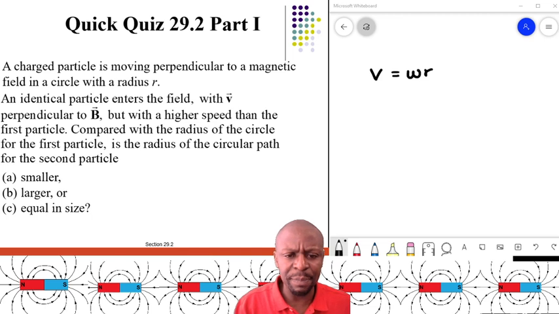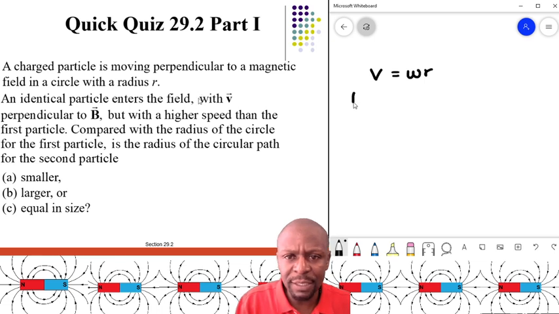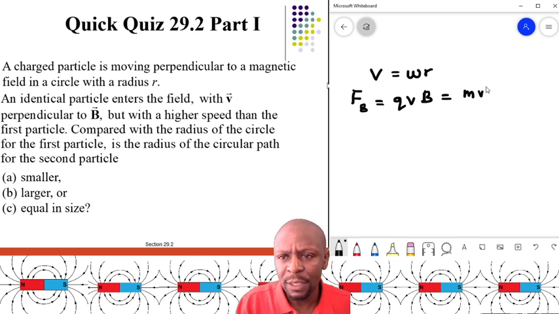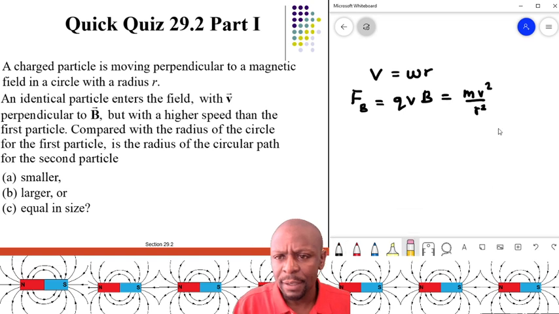It must be larger. I just want to remind you again that the magnitude of the magnetic force is given as qvB, and that must be equal to the centripetal force, m v squared, and that must be divided by r, not r squared. That must be just divided by r.